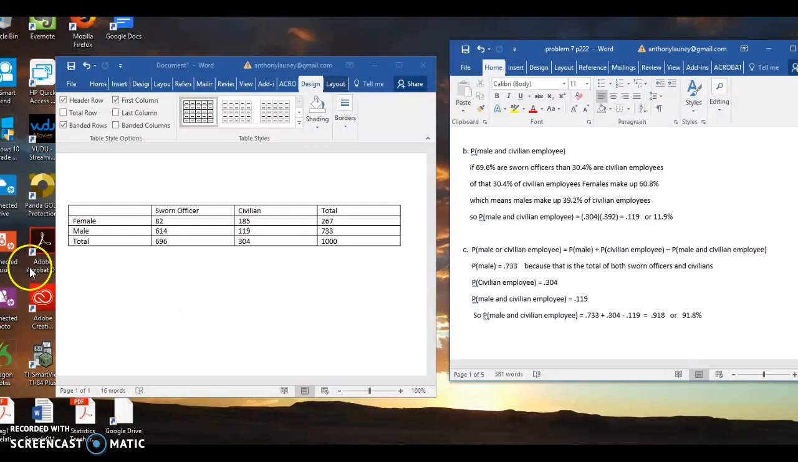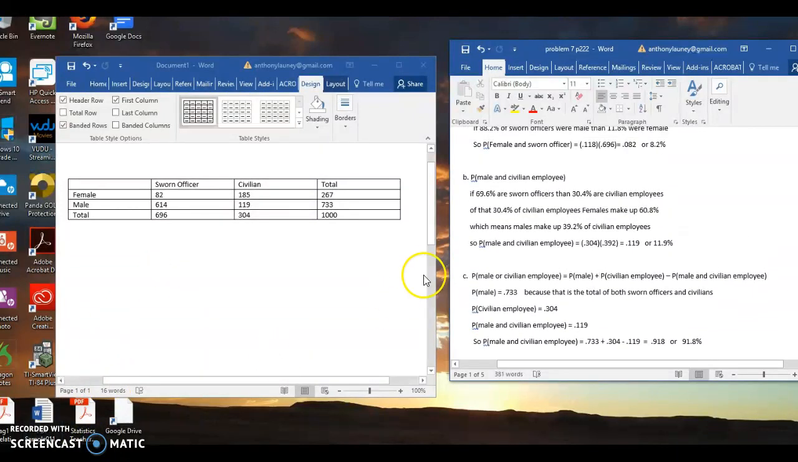Okay, so hopefully that helps. And the two problems that I'm assigning to you this evening, I'd like you to try to use the two-way tables to do them.